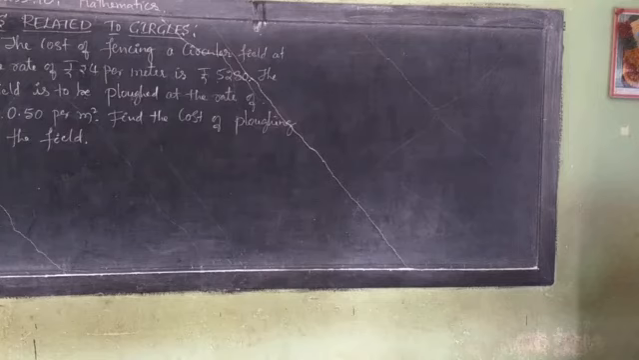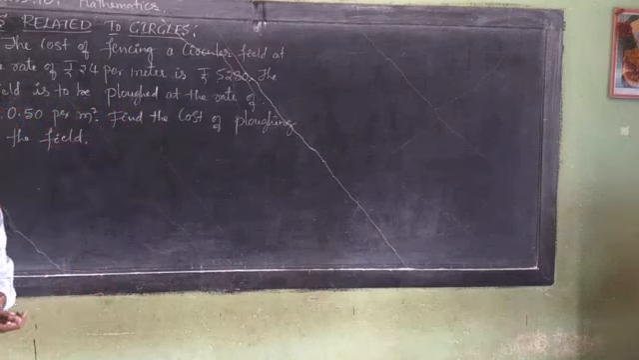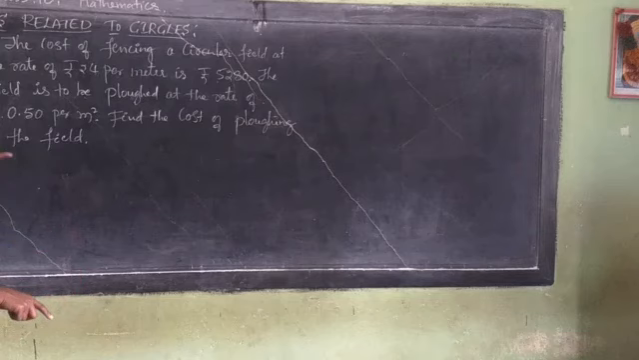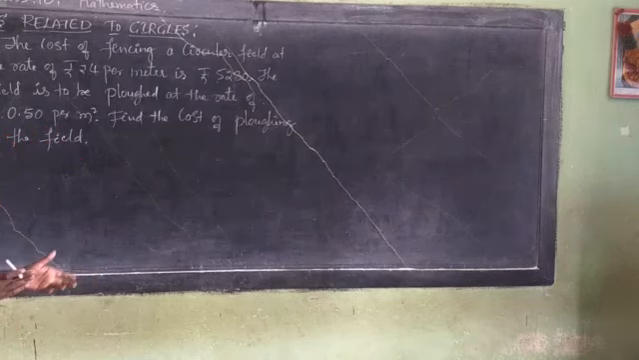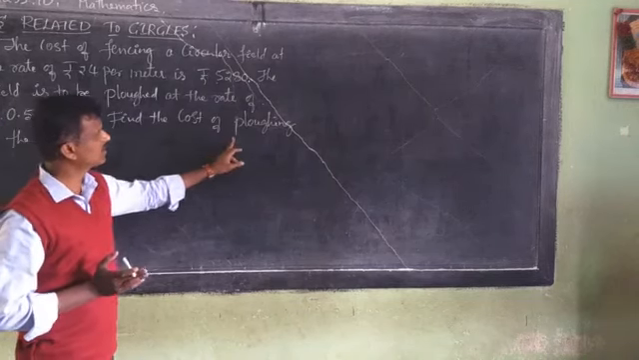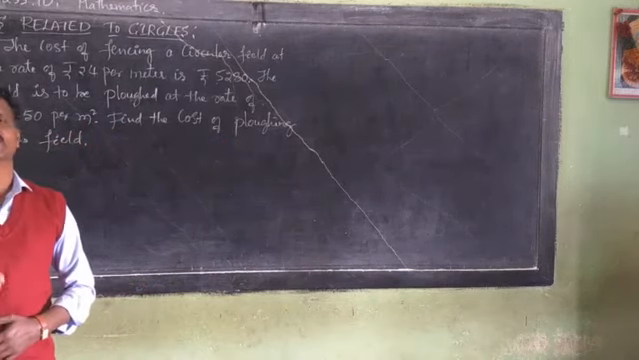The circular field is fluffed at the rate of 0.50 per meter square. The cost of fluffing per meter square is 0.50, that means 50 paise per meter square. Find the cost of fluffing the field. So you should find the cost of fluffing the field.